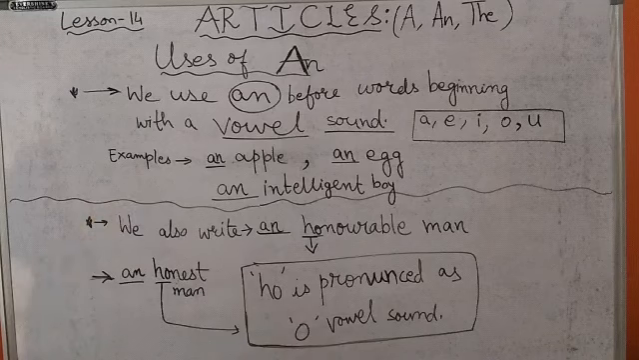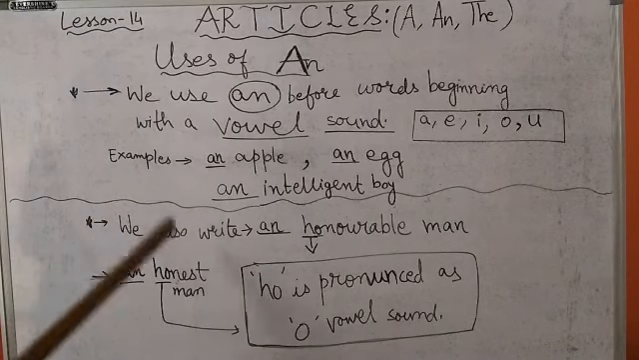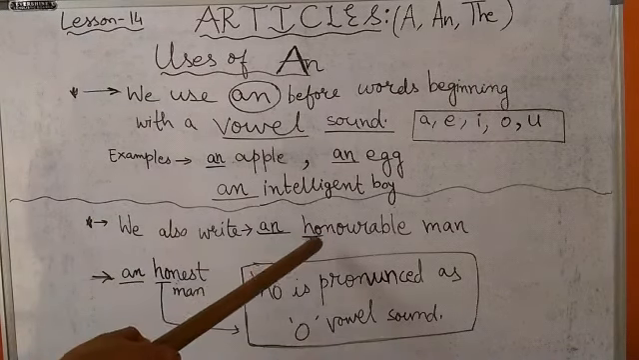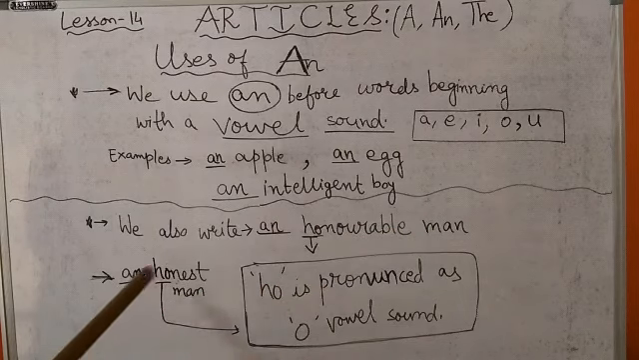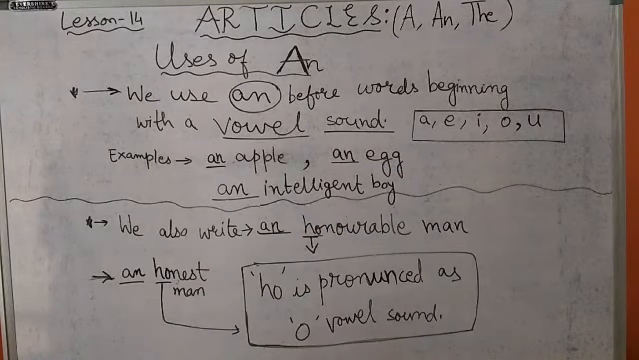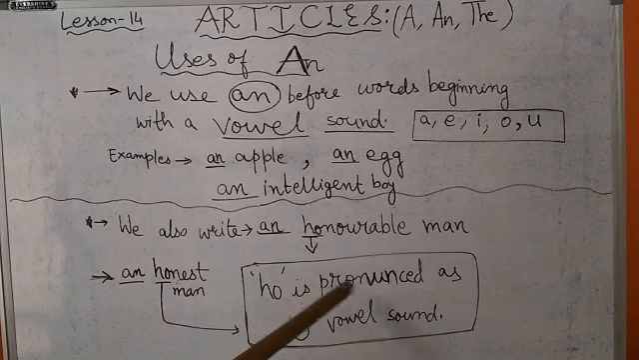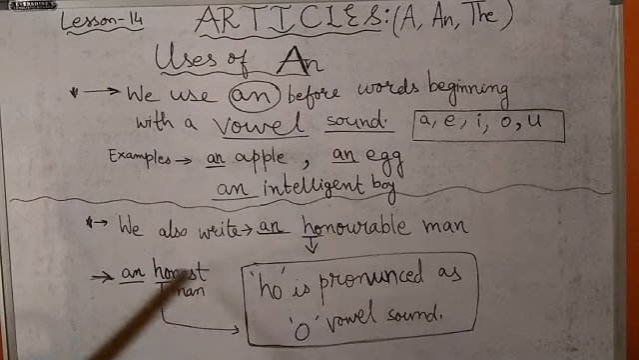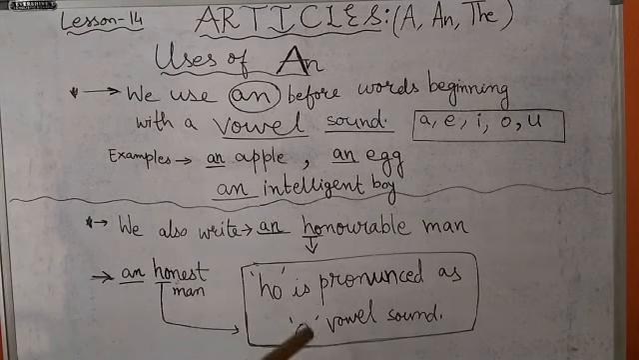Now again the second point is very important. We also write an honorable man, an honest man. Again the question arises, according to this, H is not a vowel. Then why have we used an? Because in honorable and honest, the H is silent, and O is pronounced as O. So this is the sound, H-O has the sound of O, and O is a vowel sound.